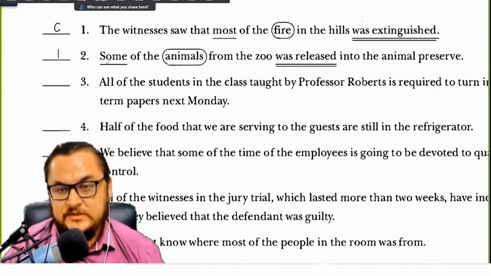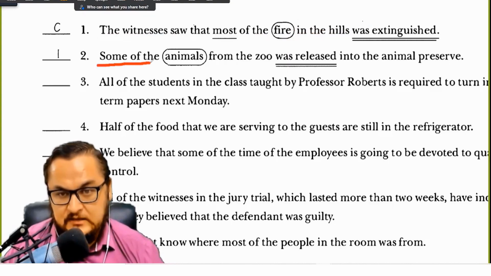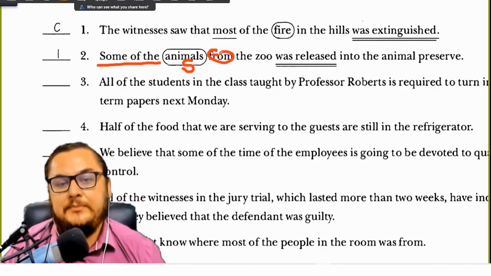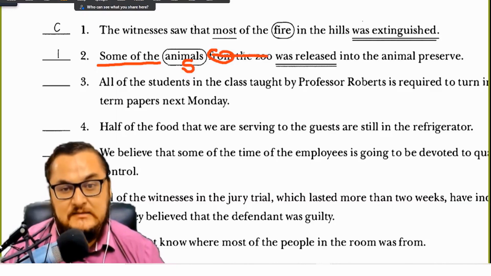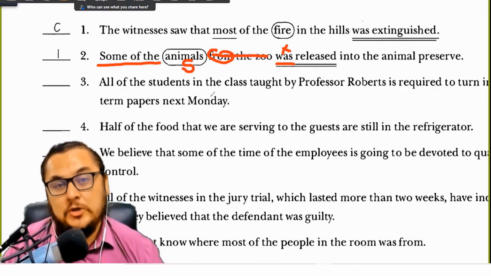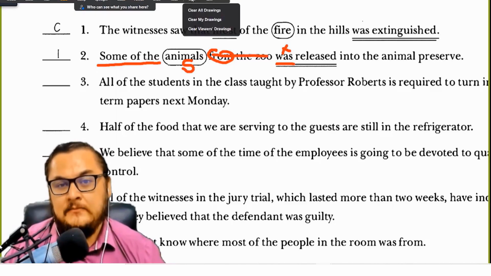We observe the following sentence, and I have some of the. Some of the gives me to understand that animals is the subject of the sentence. Then I'm going to remove the preposition, extra information. The word animals is plural, but this verb is singular. That's why no. They do not agree, they do not fit. It is not a compatible or correct sentence.